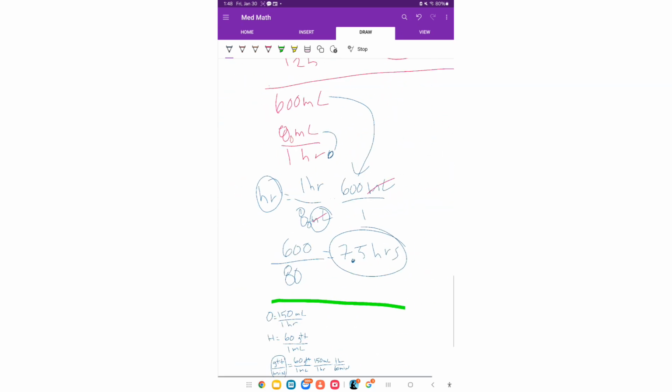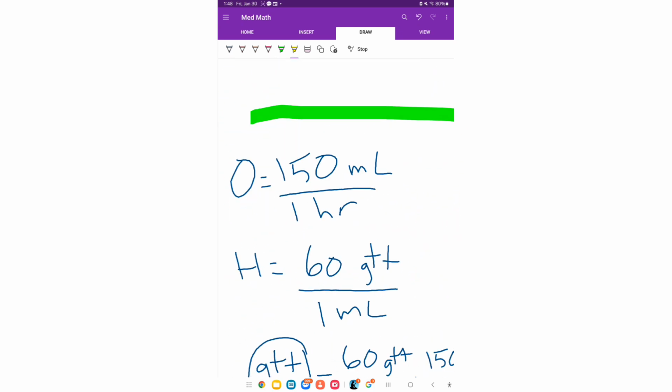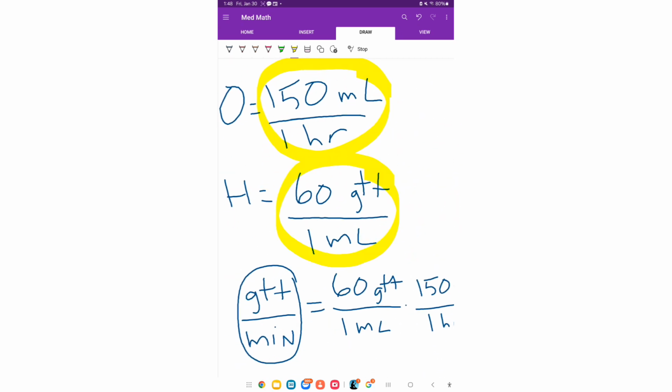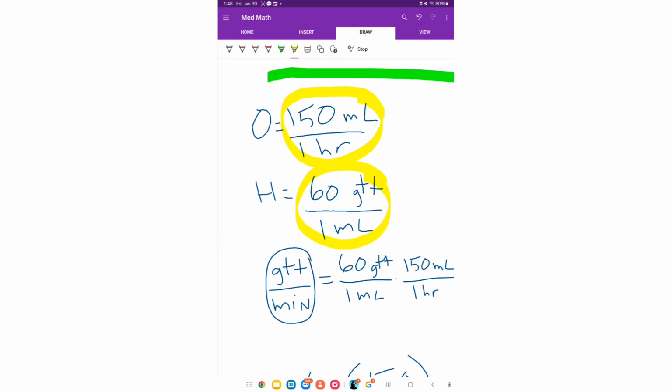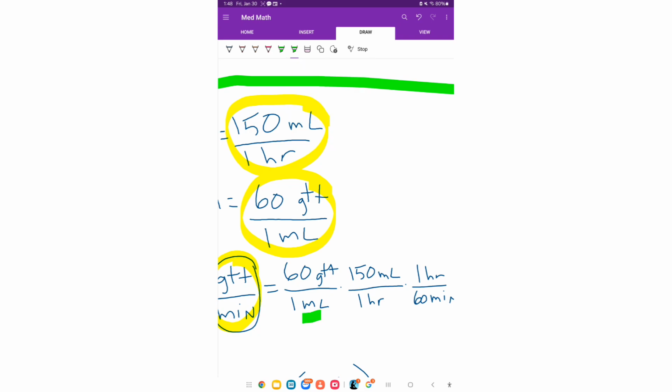Okay, so this next one, we have ordered 150. So we want 150 milliliters for 1 hour, but we only have 60 drops per 1 milliliter. Okay, the answer that we want specifically from the question says how many drops per minute should be given. So I know that I'm going to be writing that down first. So I want to make sure to keep the units in mind when doing this.